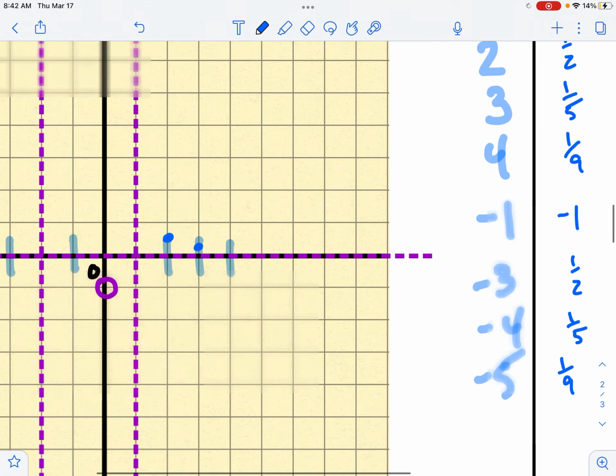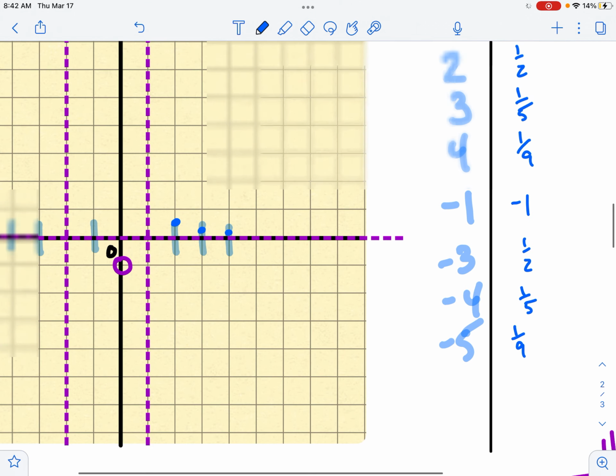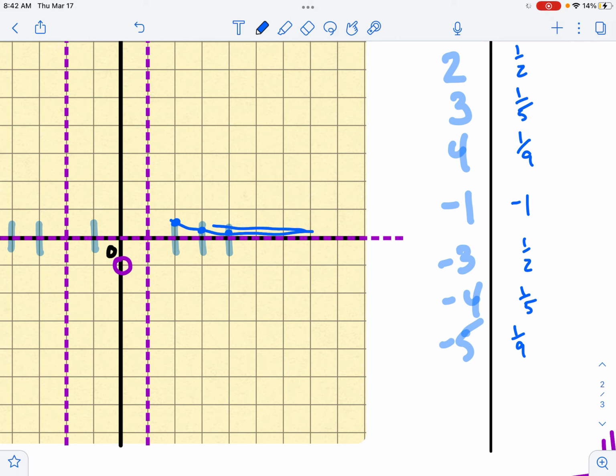It's hard to graph 1/5. It's even harder to graph 1/9. So all I know is that it's really, really teeny tiny. I feel like I see some sort of a trend here. Oh, sorry, I feel like I see a trend. I probably have a feeling that this probably goes up.